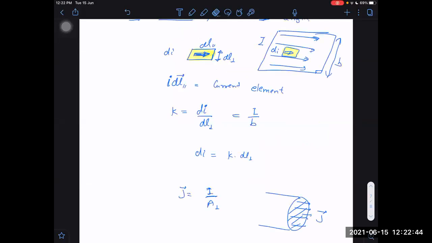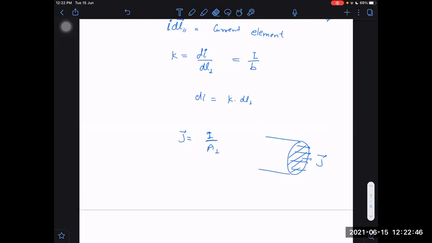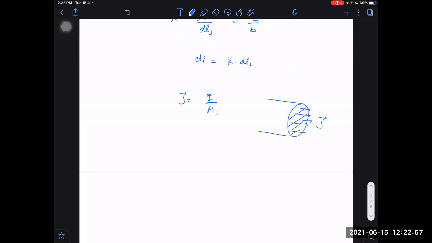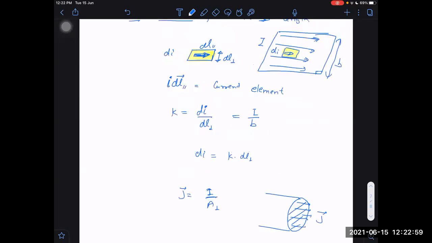So now, having understood this, let us take some examples of finding what the magnetic field would be. If I want to write in terms of the K vector, we can write K as dI by dl perpendicular. We can write it, but I'm not interested in that for the timing. Let us just leave it.